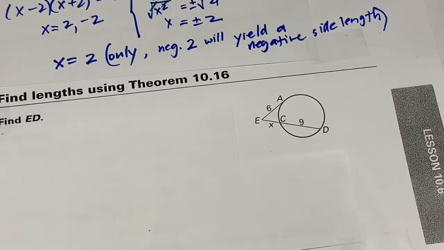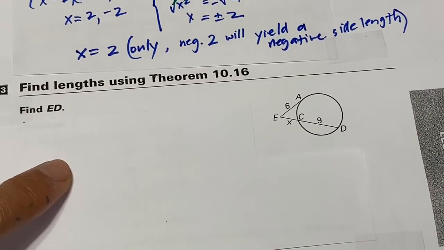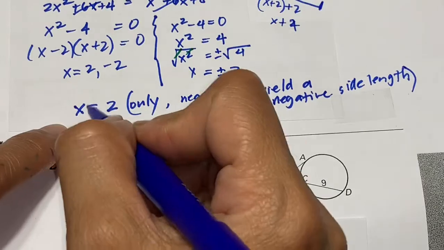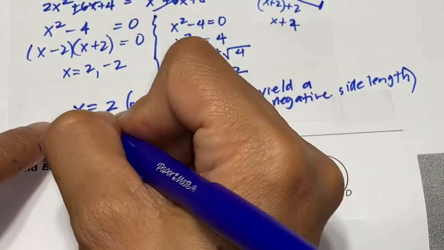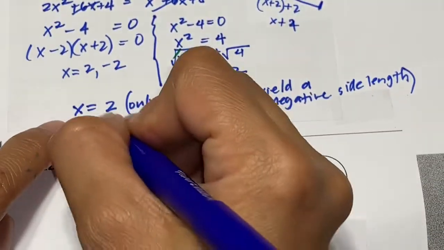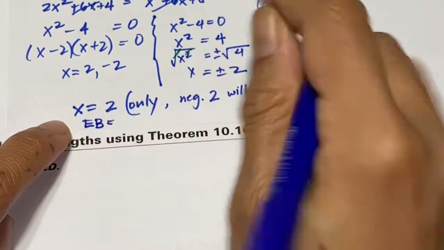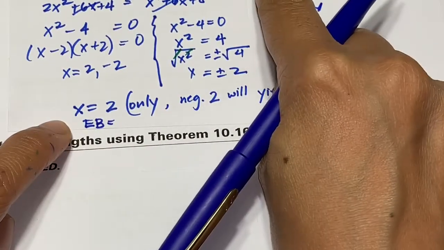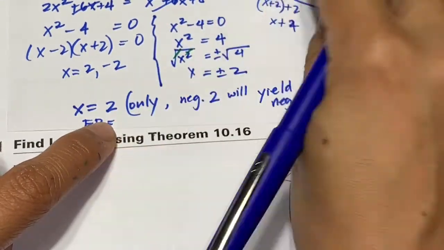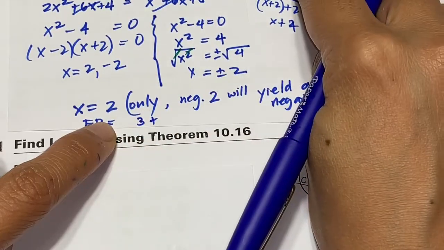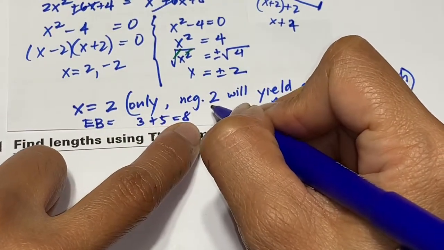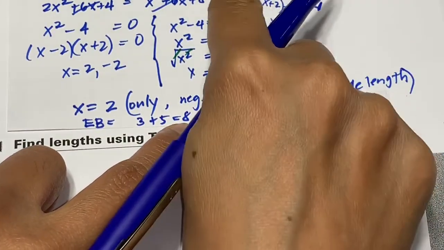Okay, next one. Find the length of, oh, after that you have to plug it in. Sorry. If you plug in x equals 2, find EB. EB, here the answer is 2. 2 plus 1 is 3. 3 plus 2 plus 3 is 5. So therefore it's 8. And then find ED on the other side.